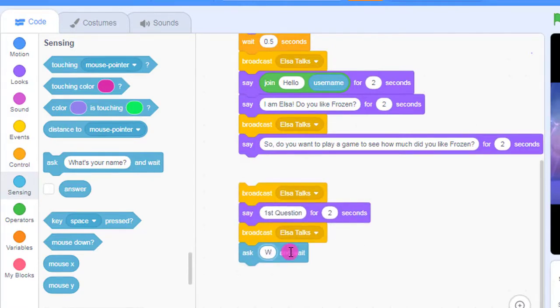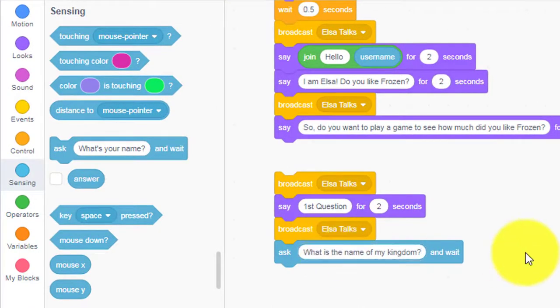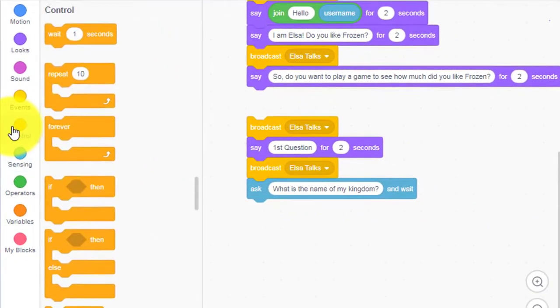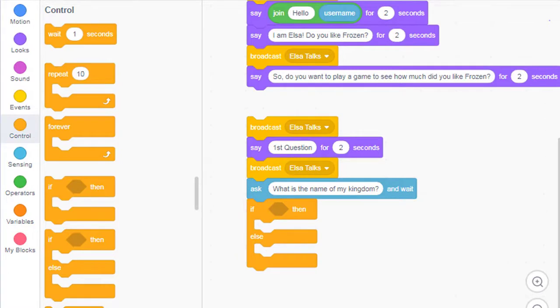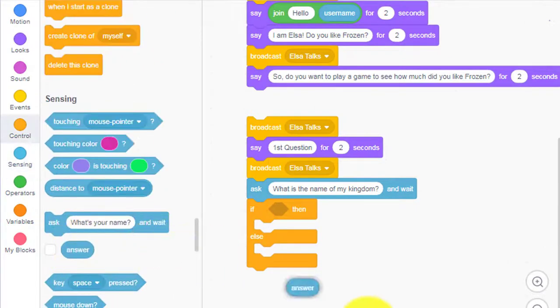So the first question will be, what is the name of my kingdom? And wait. So then I would like to use an if statement. Go to control and if else statement. The idea is, if the answer is correct, Elsa will say well done. If the answer is wrong, then Elsa will answer wrong answer.